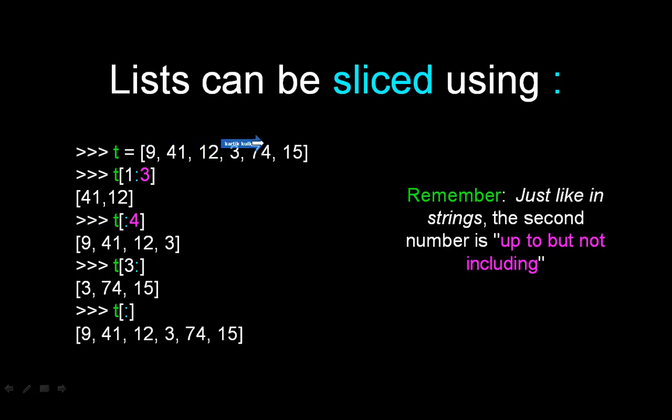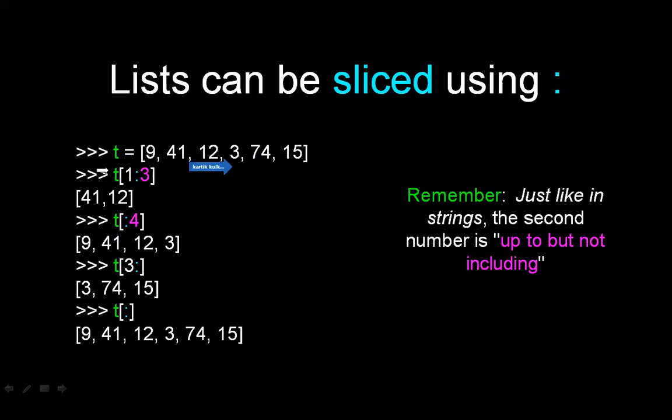See, why will 74 not be printed as an output here? Even though I have given the index number as 4, some of the students have the concept that 74 should also have been printed. But in the slicing concept, it is only up to the 4th index number. Up to the 4th index number means the 4th index number element will not be included. Only 0, 1, 2, 3.